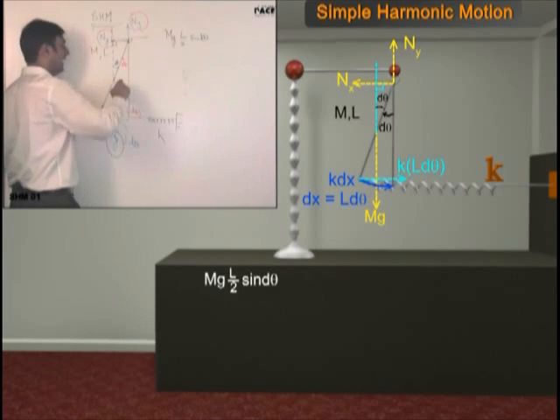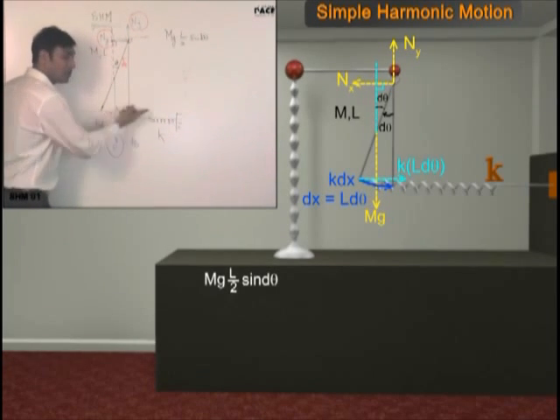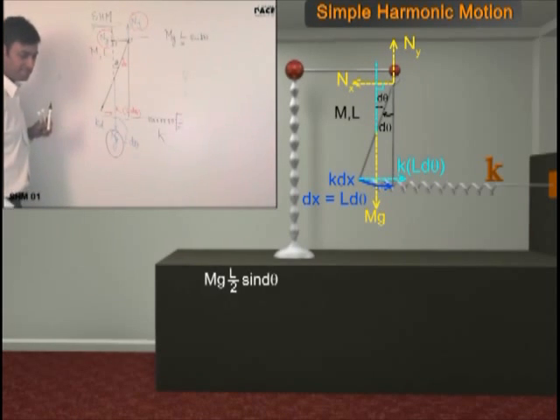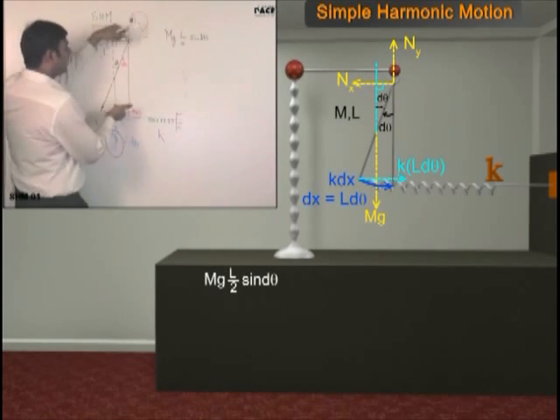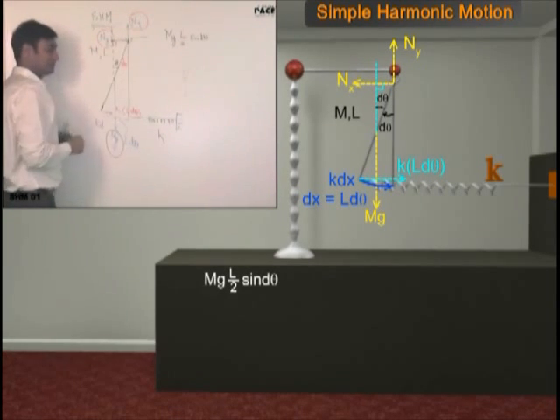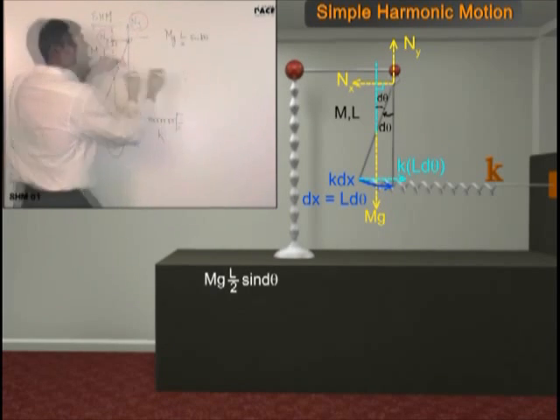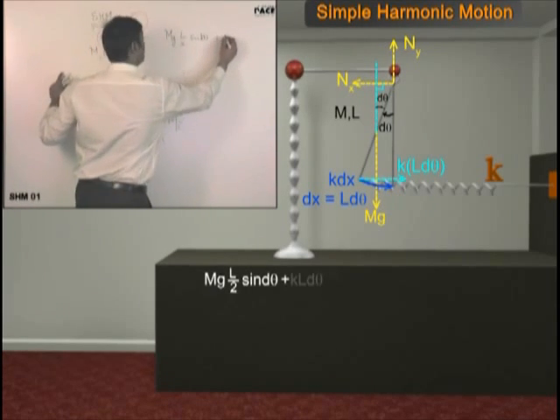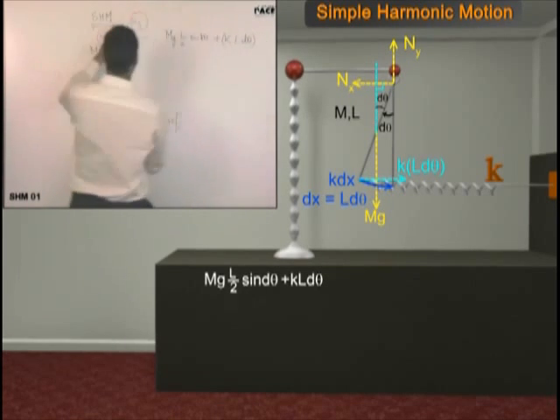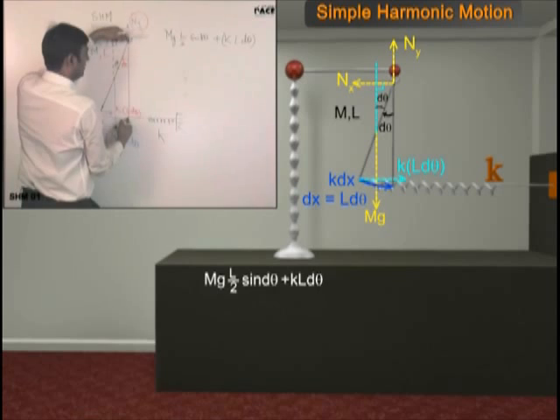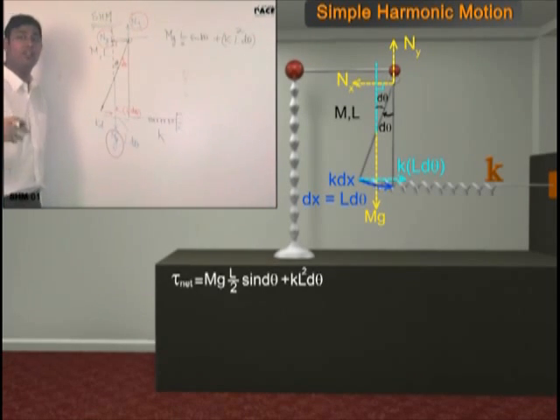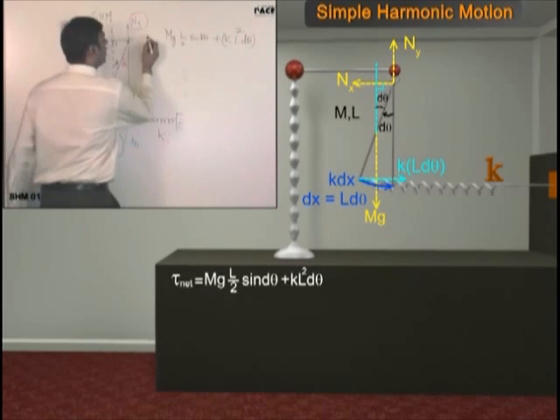About this hinge. And this is also anti-clockwise or clockwise, the torque due to the spring force? This is also anti-clockwise. Am I right? Anti-clockwise. So they will get added. So plus K L d theta, this is the force into perpendicular distance. What is the perpendicular distance? So both the torques are anti-clockwise, they got added. This is the net torque.